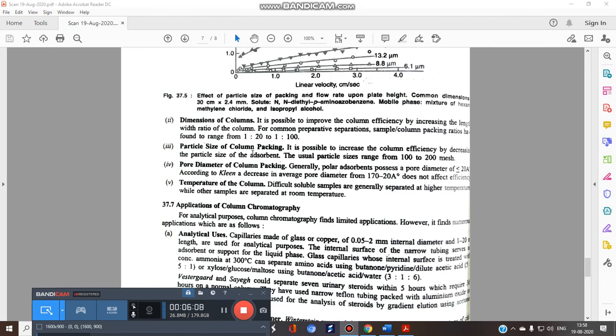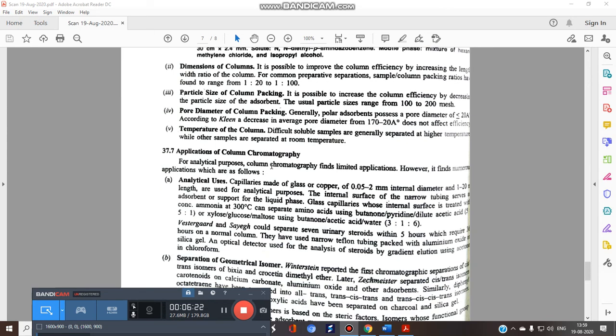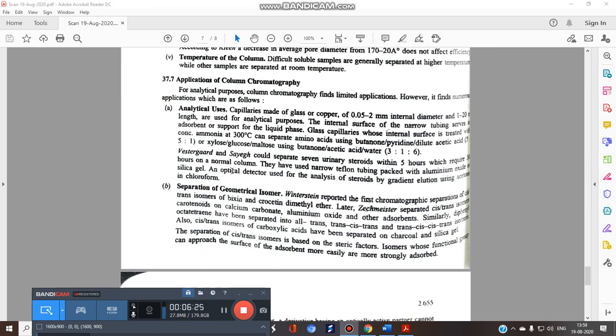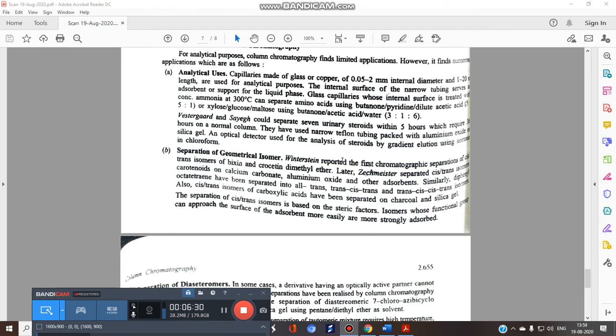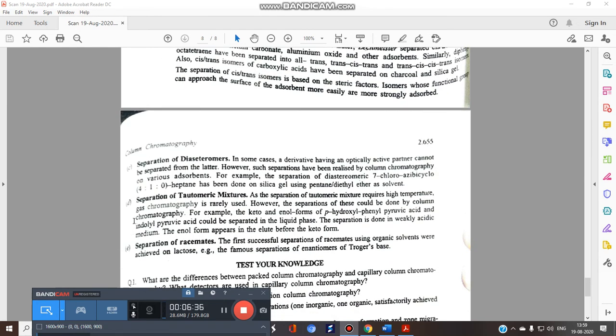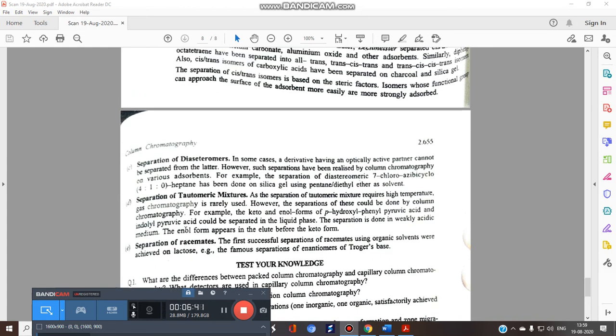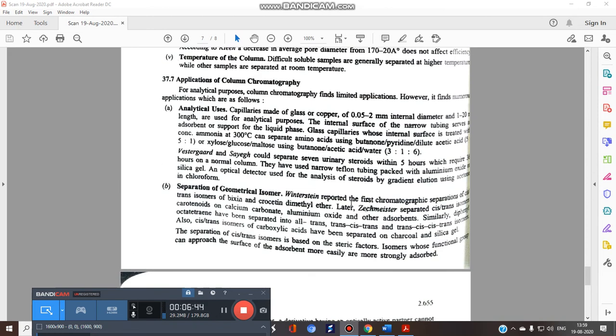The particle size of the column packing will vary depending upon the adsorbent or the stationary phase that we are using. Then the temperature inside the column is widely used in gas chromatography, where we have to maintain a particular temperature of the column. Now different applications are given in this book, like column chromatography used for analytical purposes, for separation of different types of geometric isomers, separation of diastereomers, separation of tautomeric mixtures, and separation of racemates. So basically in stereochemistry, it has wide application as given in this book.